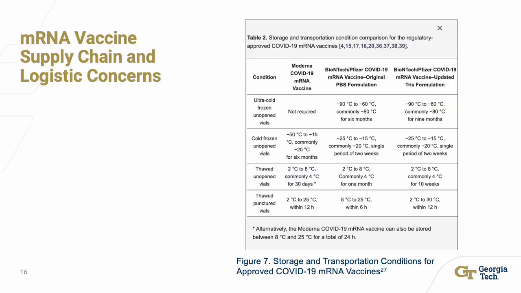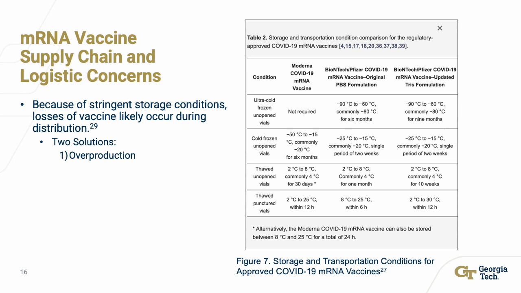As seen in Figure 7, storage of mRNA vaccines could require temperatures as cold as negative 90 degrees Celsius, although the more commonly used temperature is negative 80 degrees Celsius. Unopened vials can last from 2 weeks to 6 months. However, the storage temperatures are also extremely cold and range from negative 50 degrees to negative 15 degrees Celsius.